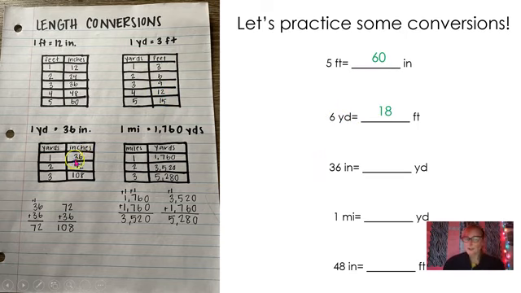36 inches, well, I can come back to my notes again and see that 36 inches is 1 yard. And that 1 mile equals 1,760 yards. And that 48 inches equals 4 feet.